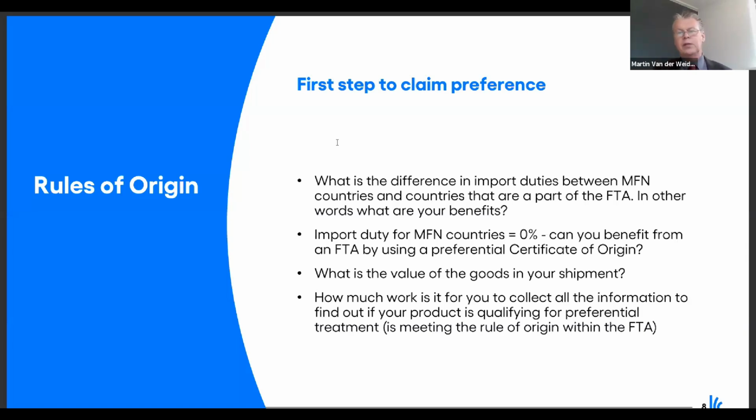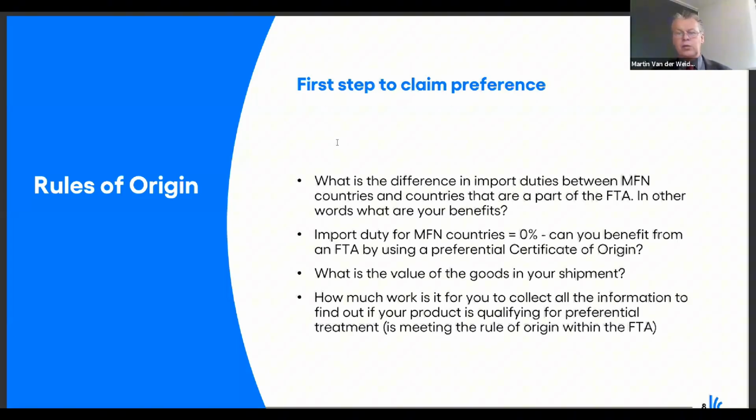The other thing you really need to check is the value of your shipment. If it's a small shipment, for example, 200 American dollars, is the work that you need to do to figure out how it's working with the rule of origin and applying for a certificate of origin really giving you the benefit that you need? If the import duties are 10%, and with the preferential certificate of origin it's 0, you're still talking about 20 American dollars. So I'm not sure if the work that you need to do to check if the product is qualifying for the preferential agreement and applying for a certificate of origin is in balance with the $20 discount that you're getting on the import duties.